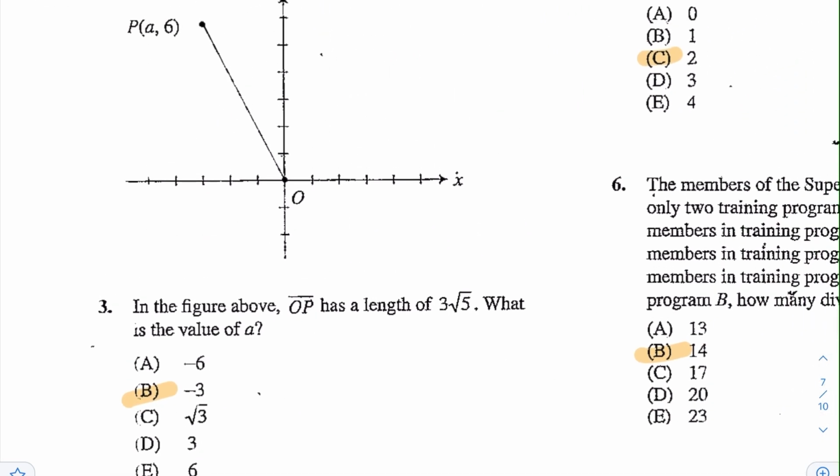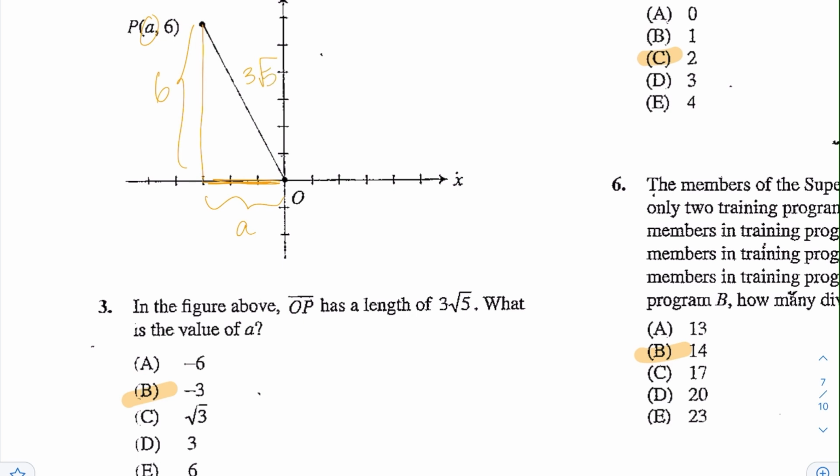All right, next one, number 3. In the figure above, line OP has a length of 3 root 5. What's the value of a? So here, it really helps if you draw a right triangle by drawing the altitude and going down to the x-axis. So here, a is a negative number, but the distance here will just be the positive version, and the height here will be 6. So you go 3 units to the left, and then 6 units up. And the length should be 3 root 5.